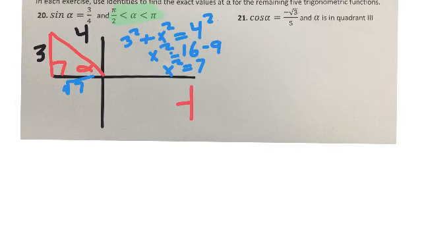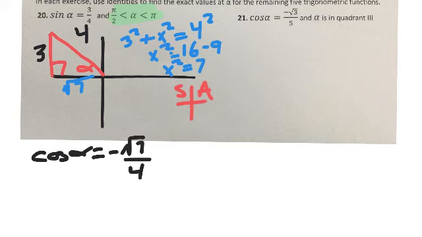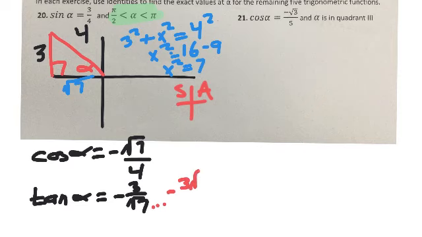Now I'm in the second quadrant, which means sine and its reciprocal, cosecant, are the only things that will be positive. All my others will be negative. So as I'm filling this out, I know sine of alpha is 3 over 4. Next, cosine of alpha is going to be negative. Cosine is the adjacent over the hypotenuse, so it's going to be negative radical 7 over 4. Tangent of alpha, again in the second quadrant, is going to be negative. Tangent is the opposite over the adjacent. And then if I rationalize that, that's going to be negative 3 radical 7 over 7.